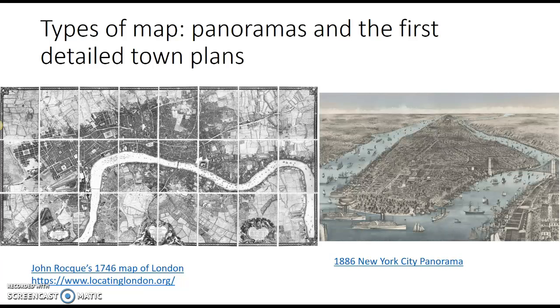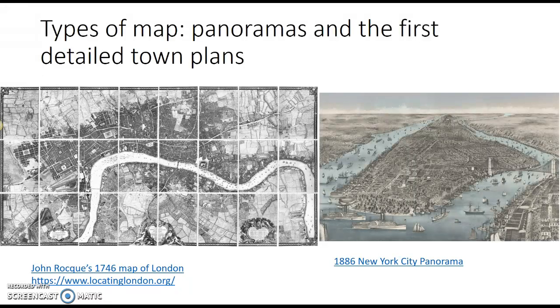Another type of map that becomes more useful if you're looking at urban areas are town plans. So the first detailed town plans arrive in the 18th century in Britain. One of the most famous ones is John Rocque's map of London from 1746. And if you go on the Locating London site, you can look at it interactively and really zoom in on places you want in London. It's fantastically detailed. And obviously also Locating London is a big project to put different forms of data on that map, to do with crime, to do with landowning, to do with all sorts of things. So do have a look at that site.